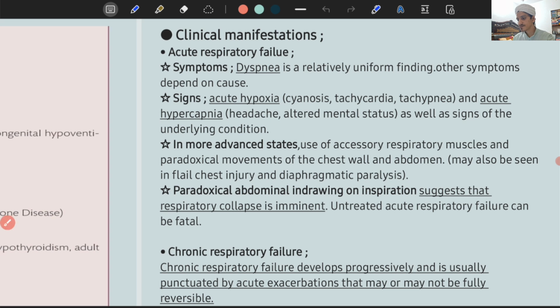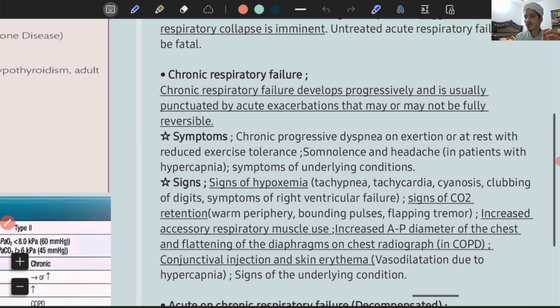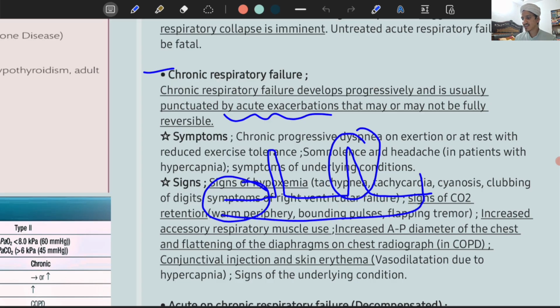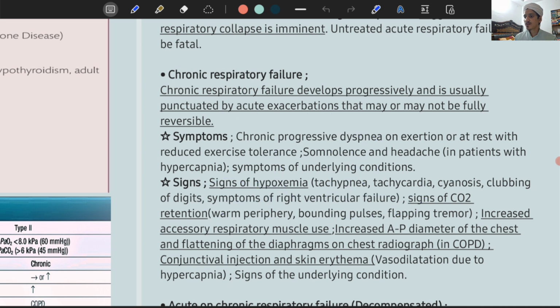Moving forwards, chronic respiratory failure develops progressively, and it is usually punctuated by acute exacerbations. So here there will be breathlessness. Again, there will be a spike due to some infection or some reason. Again, if you treat, it will go down. Again, there will be a spike due to some reason. So this is the exacerbation, and this is the normal breathlessness at rest. Chronic respiratory failure develops progressively and is usually punctuated by acute exacerbations that may or may not be fully reversible.